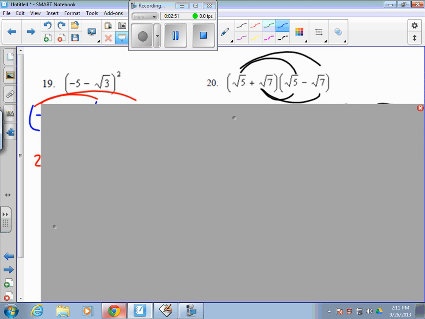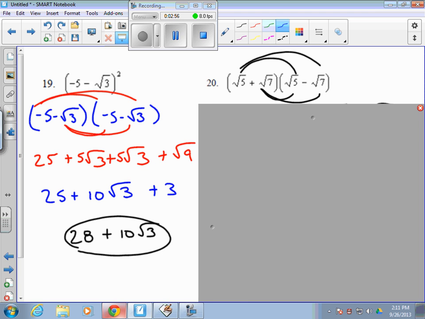20 says negative 5 minus the square root of 3, squared. So you need to multiply that binomial by itself 2 times. So negative 5 minus the square root of 3 times negative 5 minus the square root of 3. FOIL it out. Negative 5 times negative 5 is positive 25. Negative 5 times negative square root of 3 is positive 5 times the square root of 3. Negative square root of 3 times negative 5 is positive 5 times the square root of 3. And negative square root of 3 times negative square root of 3 is positive square root of 9. Combine 5 and 5 and you get 10 times the square root of 3. And then the square root of 9 is 3. Then combine 25 and 3 to get 28 plus 10 times the square root of 3.